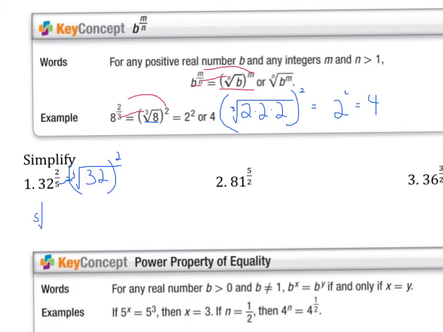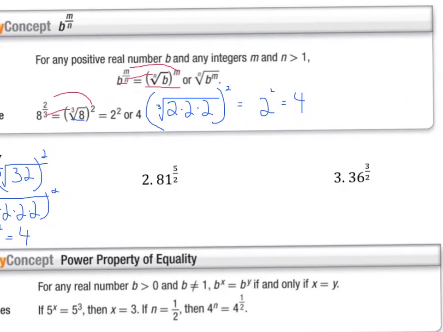Well, the fifth root of 32 is 2 because it's 2 times 2 times 2 times 2 times 2. So if we multiplied all of those out, that would give us 32. But we still have all of this to the second power. So we have 2 to the second power, and that is going to give us 4 as our final answer. Okay, so you guys can work on number 2 and number 3, and you can knock those out.